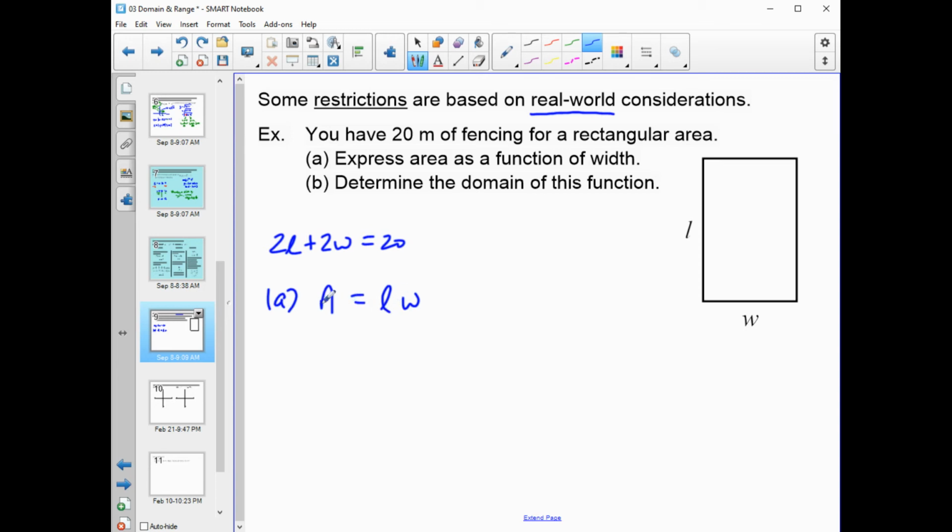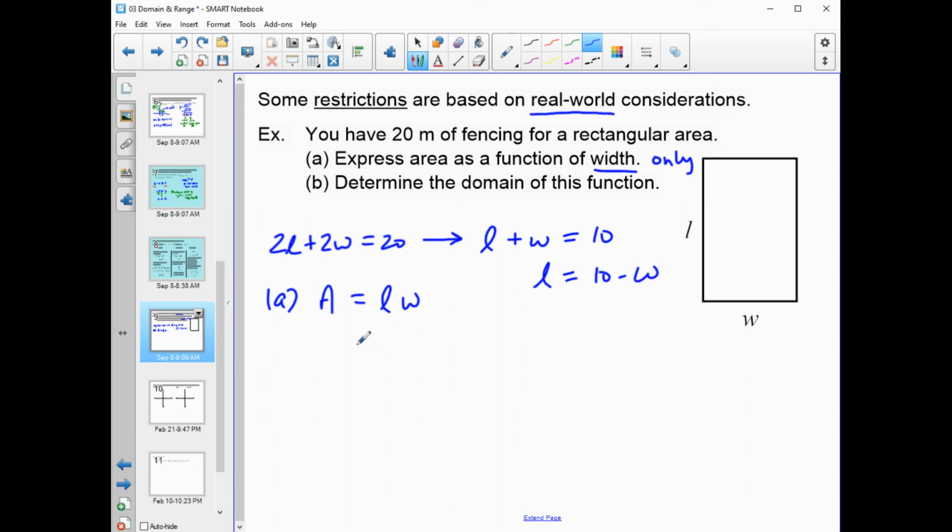Now, right now, we have area as a function of length and width, but we want a function of width, and I could have said width only. So how do I get rid of this L? The way that I do that is I make use of this perimeter relationship. If 2L plus 2W equals 20, if we divide both sides by 2, we end up with L plus W is equal to 10. And then to get L all by itself, I can subtract W from both sides. And I end up with this relationship, L equals 10 minus W.